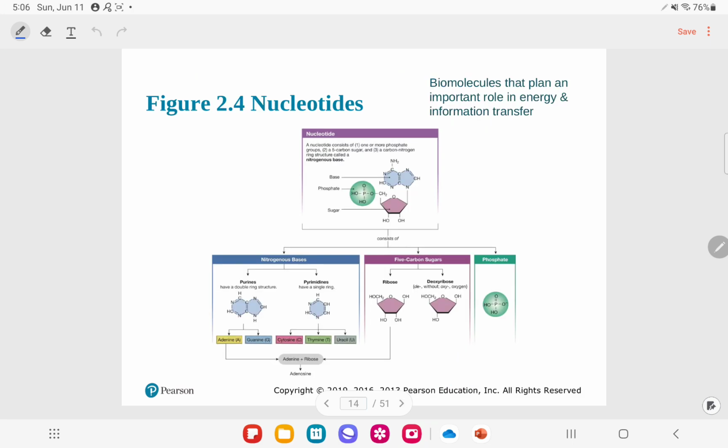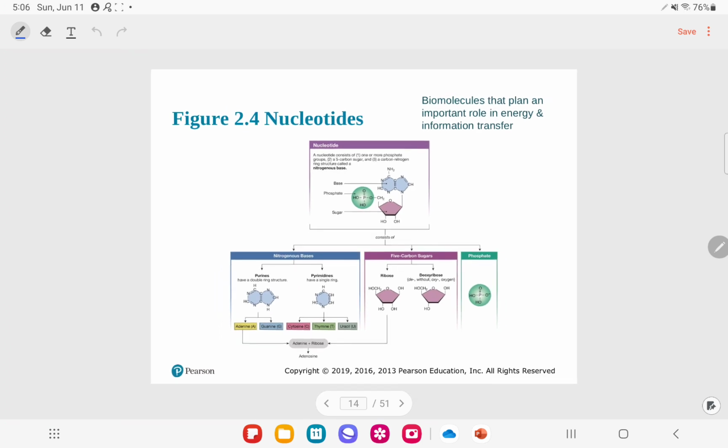And so our last macromolecule, or biomolecule. Remember that biomolecules play an important role in energy and information transfer. It's going to be nucleic acids. And the building blocks of nucleic acids are these nucleotides.